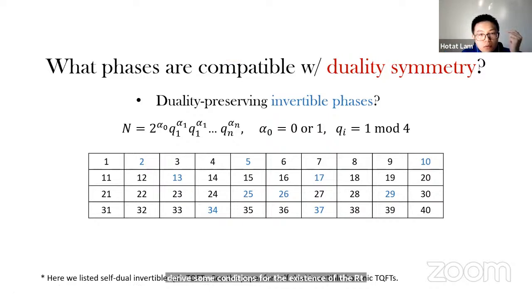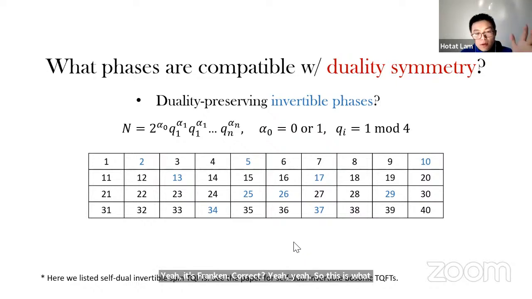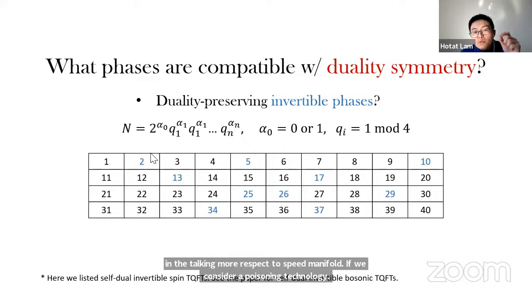I think there's a question. Oh yeah. On a non-spin manifold, is the condition stronger? Yeah, it's stronger. Correct. So this is what I alluded to in the footnote. In the talk, I'm only restricted to spin manifolds. If we consider bosonic TQFTs, then we get a stronger result. So for example, bosonic TQFT exclude 2 too.